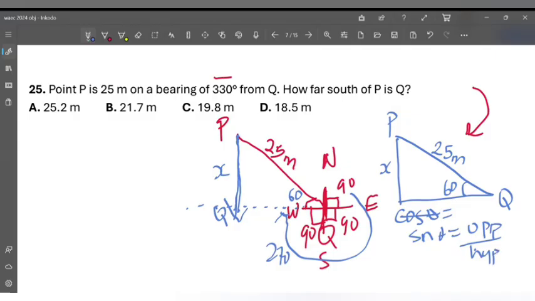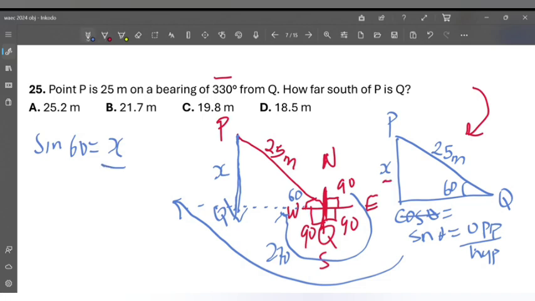So moving over to this empty place, I know theta is 60 degrees. So I have that sine 60 is equal to opposite, which is the x I'm looking for, over the hypotenuse, which is 25 meters. From here it is easy to solve. It means that x is equal to 25 times sine 60. Punching your calculators, you see 0.860.